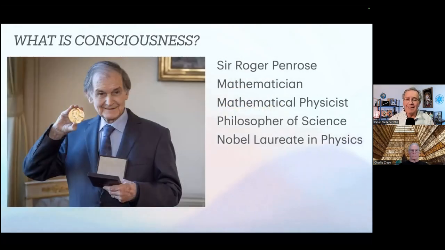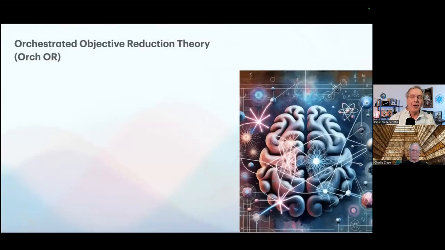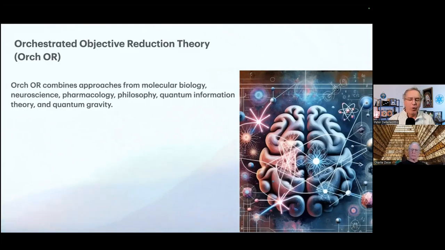Well, Hameroff wasn't satisfied with that. So he contacted Roger Penrose, a mathematician, physicist, philosopher, and Nobel laureate in physics. Okay. So again, not a very shallow person. This guy's another one of the big guns in the worlds of consciousness and understanding. Together, Hameroff and Penrose put together what's called the Orchestrated Objective Reduction theory, Orch-OR. What this theory basically says is, first of all, they combined approaches from molecular biology, neuroscience, pharmacology, philosophy, quantum information theory, and quantum gravity. So it's not just a single discipline looking at it. This makes it so cool.